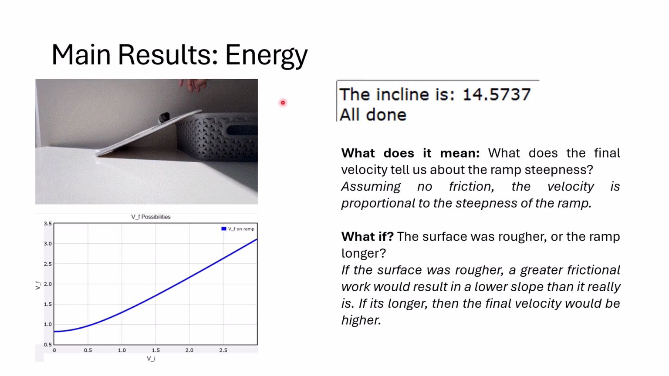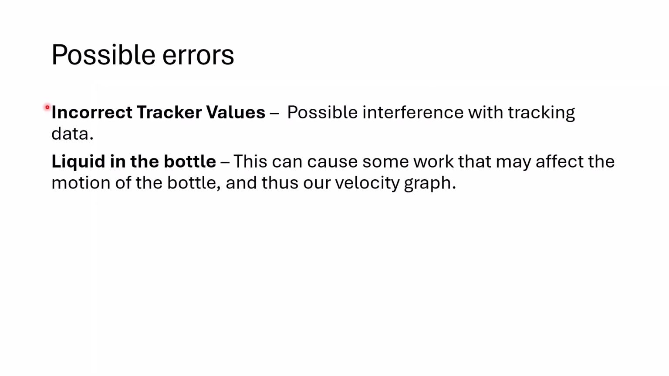Now, if the ramp is longer, essentially all the gravitational potential energy is converted to kinetic energy. So the larger the gravitational energy, i.e. the longer it is, the larger the final kinetic energy is, and the faster it is. Possible errors: one, we could have used incorrect tracker values and got an incorrect velocity. And two, the bottle has liquid, so again, there could be some funky work happening that changes our motion.